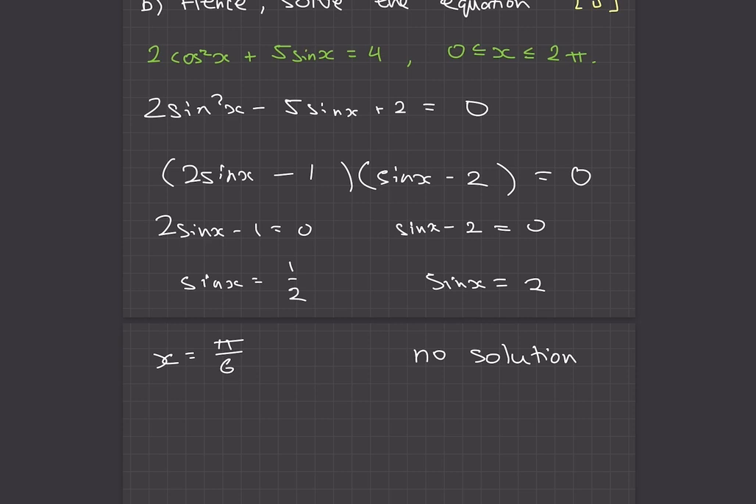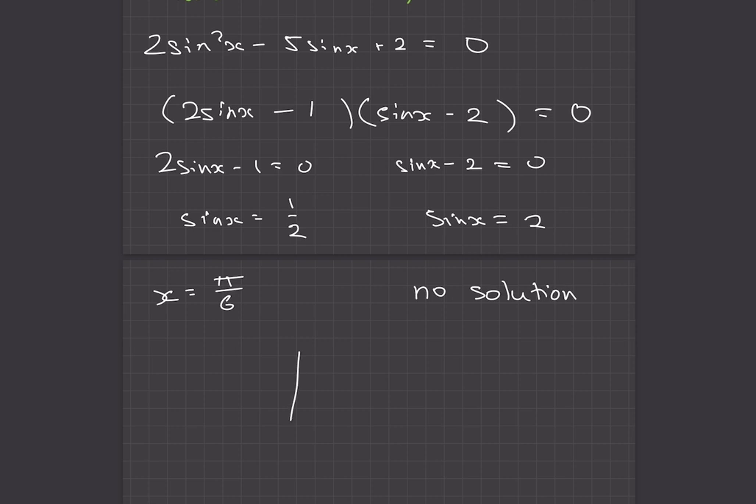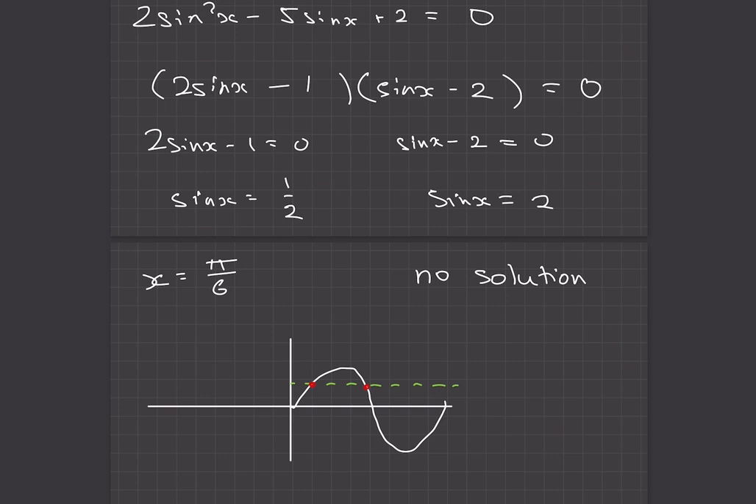So pi on 6, but there's definitely more than one solution, right? Because what we're looking at is the equation sin x equals 1/2, which looks like this. And we're interested in these intersection points here, here, and here. So we found the first one, pi on 6, and we know that this value here is pi on 6, right? So if we try and draw that down, this value, like this, is pi on 6.